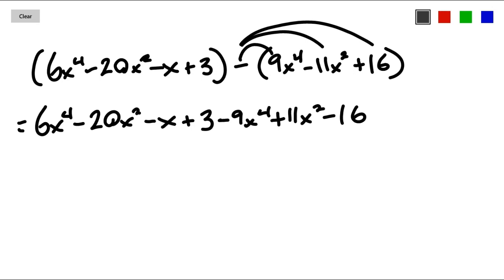And then I can work from the highest degree and combine the like terms, and then just keep decreasing the degrees until I get down to the constant terms. So I have a 6x to the fourth and a minus 9x to the fourth. So that's going to combine to give me a minus 3x to the fourth. And then moving on, I don't have any x cubed terms, so I move on to the x squareds. And I have a minus 20x squared plus an 11x squared, and that combines to give me a minus 9x squared.